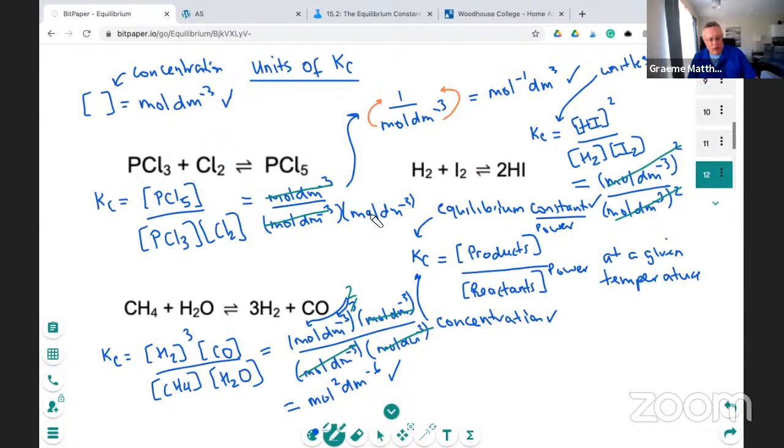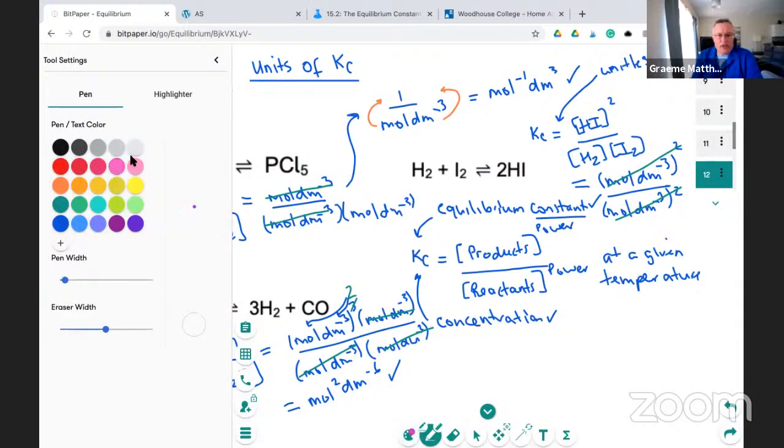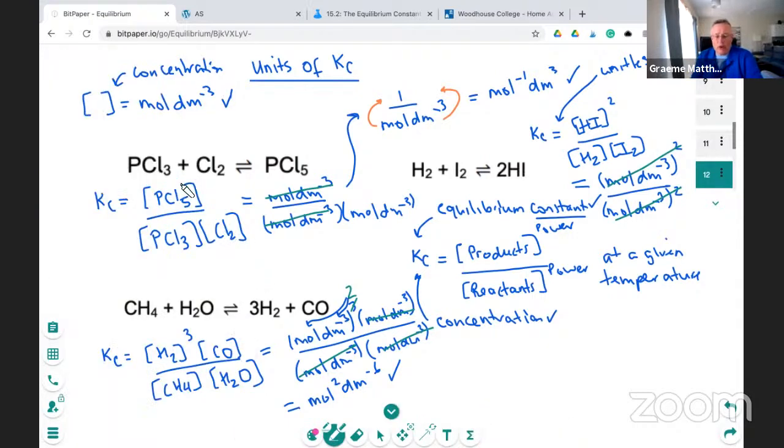Well, the fast way of doing it is this one. I'll do it in neon pink. If I was doing this one on the exam, it's just got to be the correct answer. They don't care how you got it. The units of PCl5 cancel out the units of Cl2, and so immediately I know that I'm left with 1 over moles per decimeter cubed. I can save some time and I don't need to start writing it out, then counting it out. You just cancel it out.